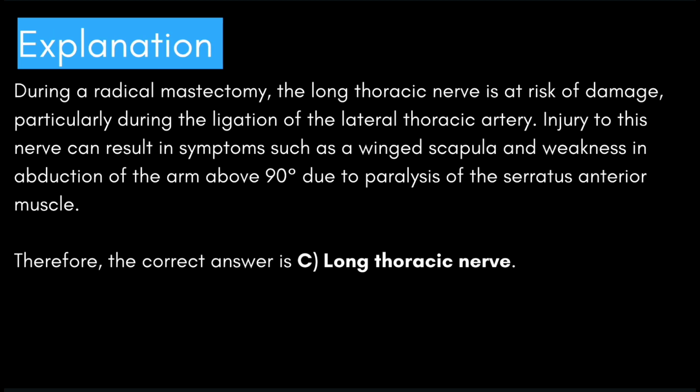During a radical mastectomy, the long thoracic nerve is at risk of damage, particularly during the ligation of the lateral thoracic artery. Injury to this nerve can result in symptoms such as a wing scapula and weakness in the abduction of the arm above 90 degrees due to paralysis of the serratus anterior muscle. Therefore, the correct answer is C, long thoracic nerve. Let's go ahead and see why the other answer choices are incorrect.